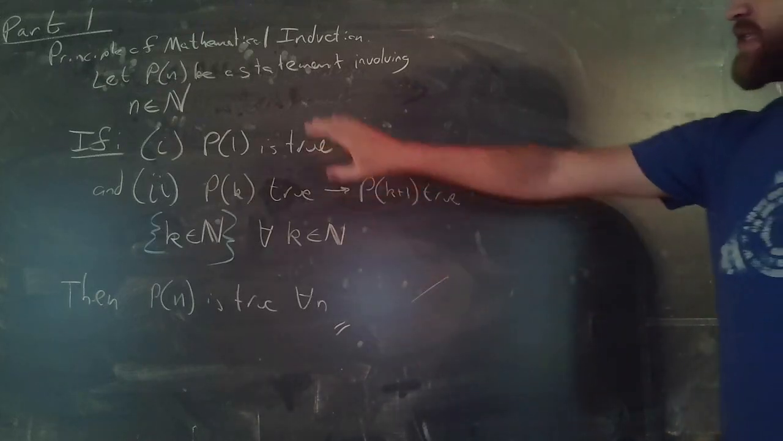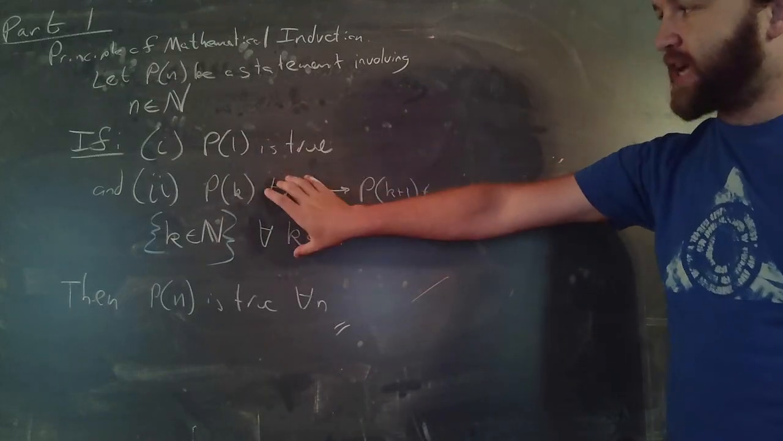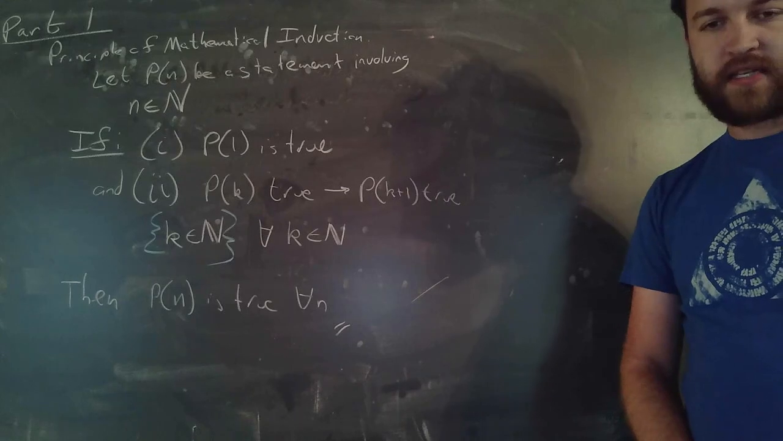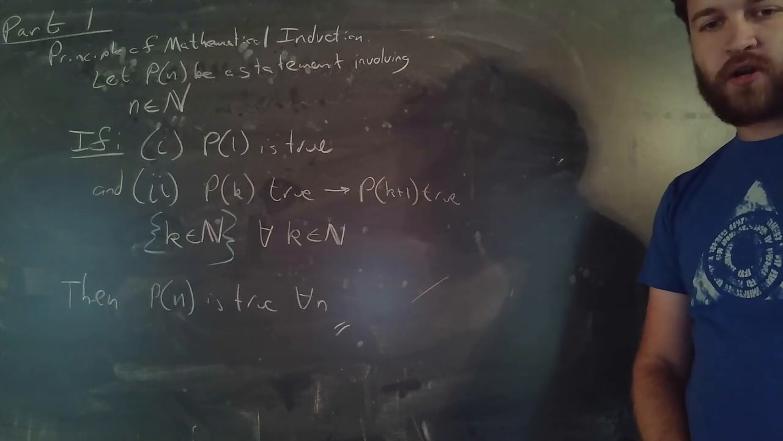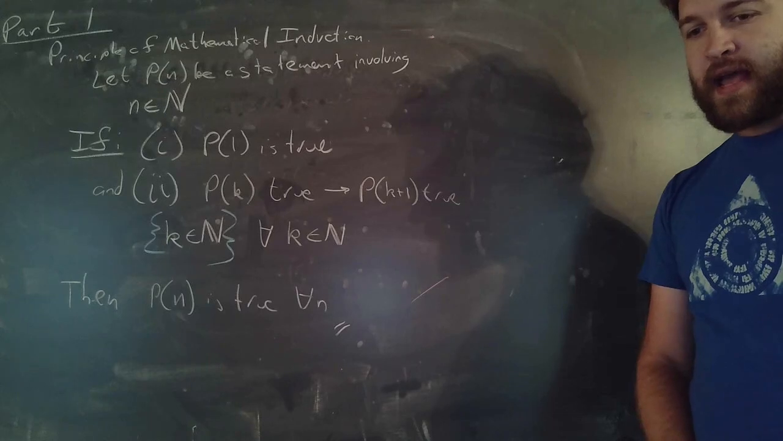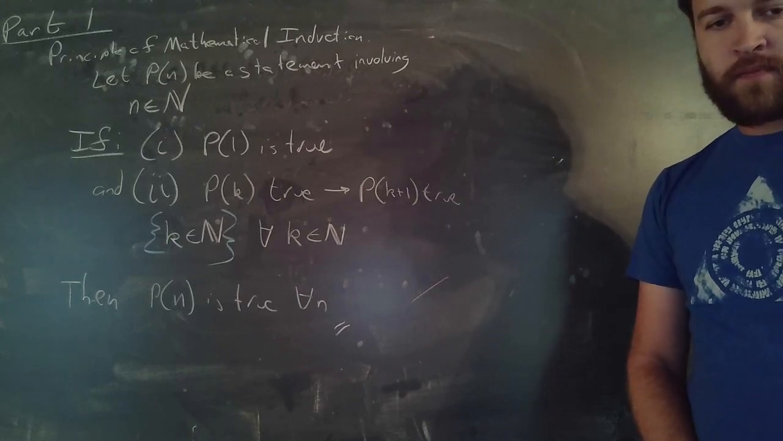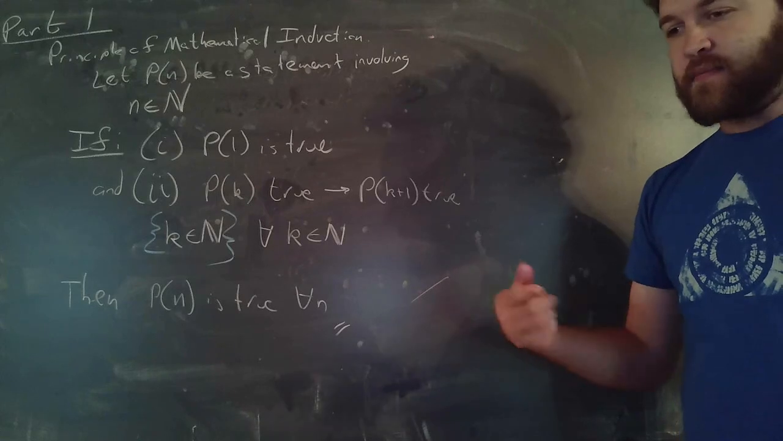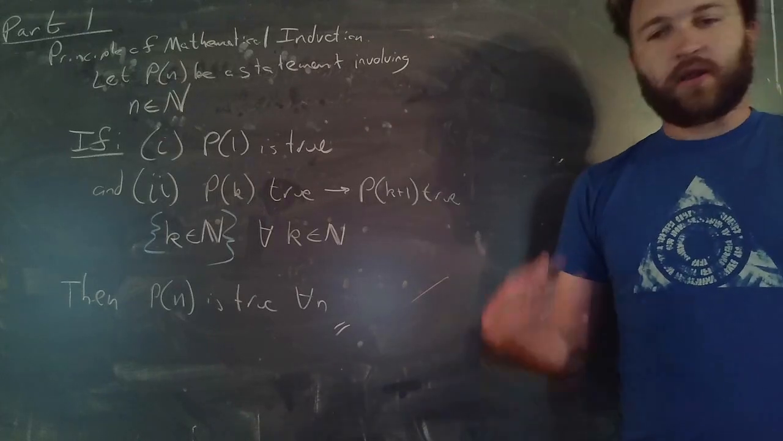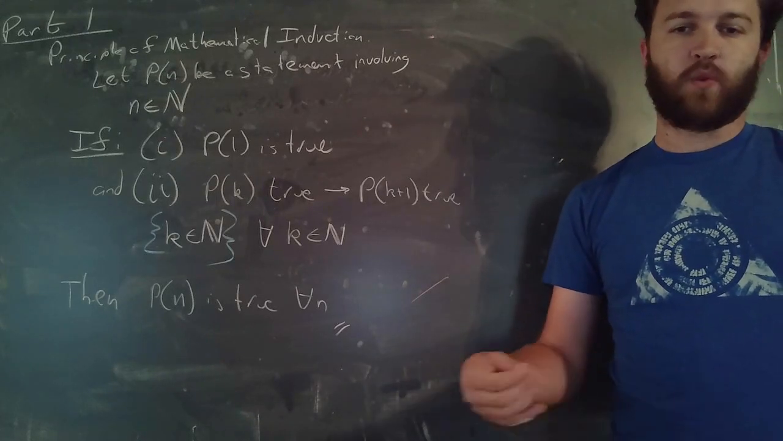So we set up this basis step, and the second condition is called the inductive step. And basically what we're doing here is we're choosing some arbitrary value k, and we're going to assume that the statement holds all the way up to k, and then it becomes our job to show that the statement also holds for k plus 1.